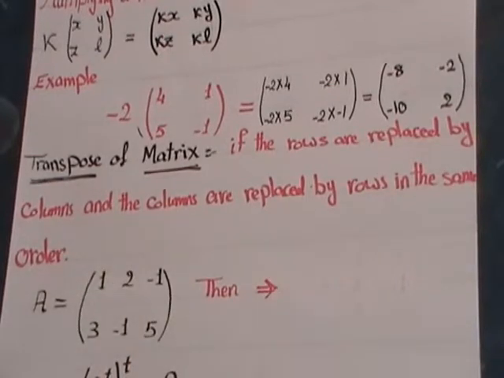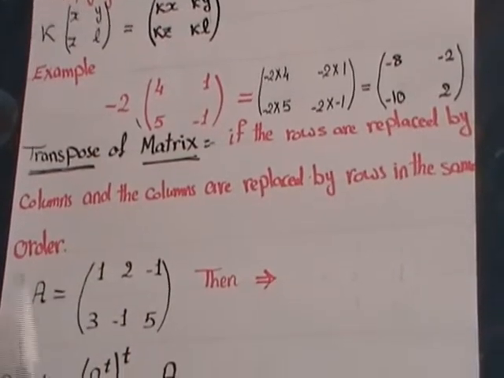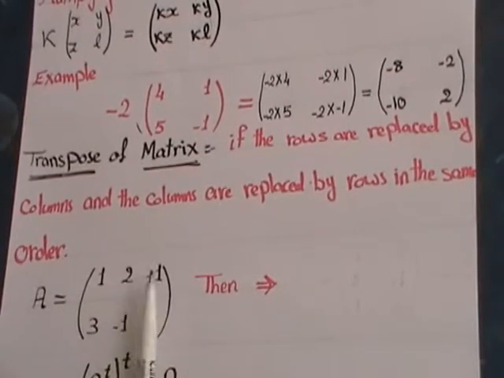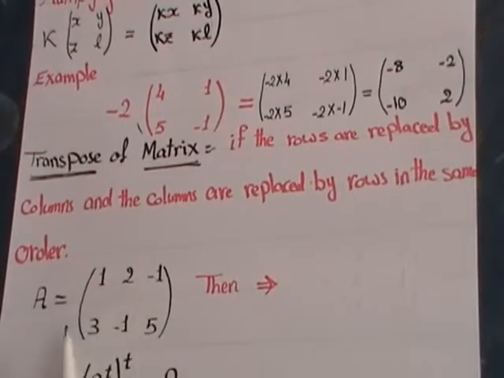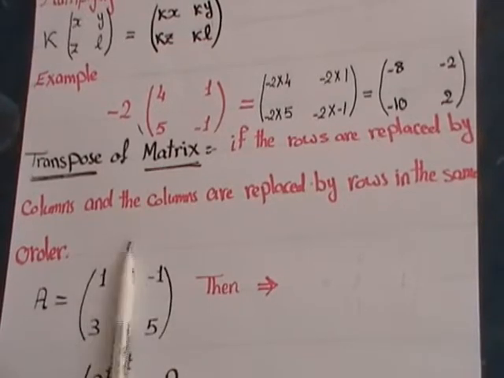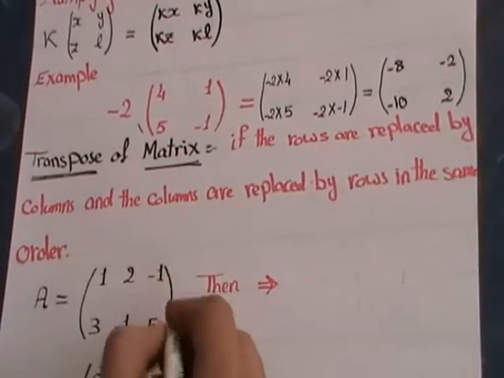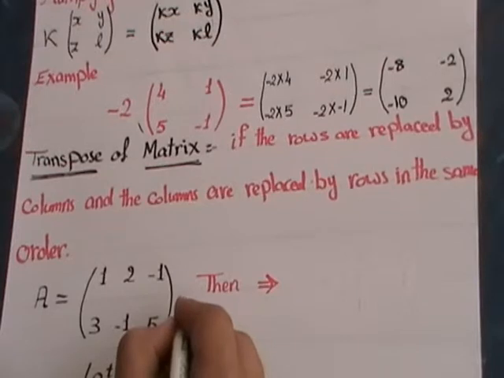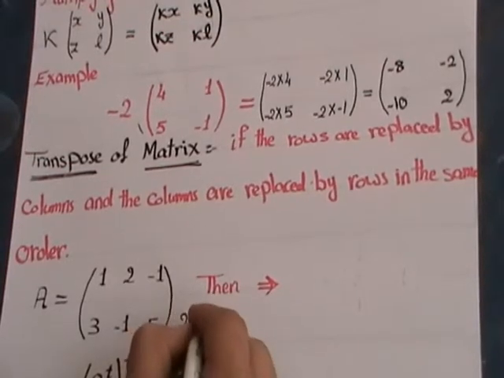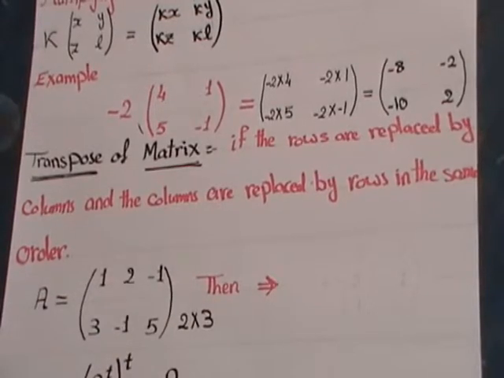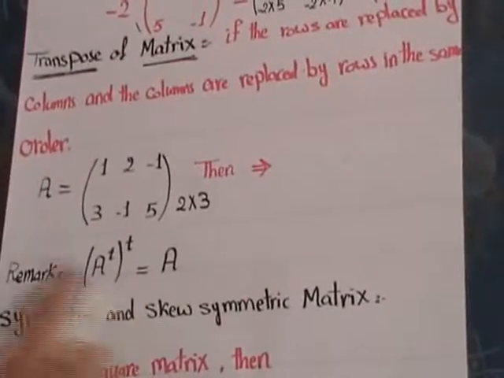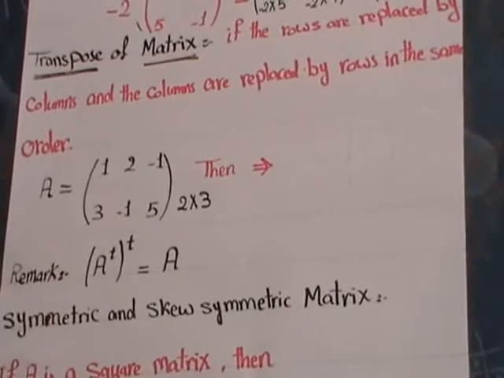For example, A is a matrix. I need the order of this matrix. Here the number of rows is 1, 2. The number of columns is 1, 2, 3. So for the order, we start with the number of rows, 2, and then the number of columns, which is 3. We need to get the transpose of the matrix A.